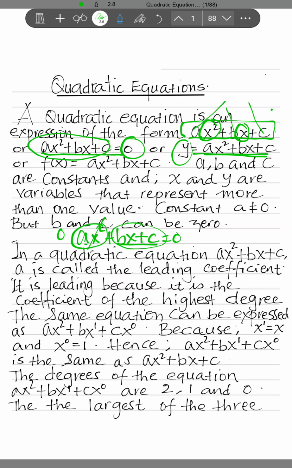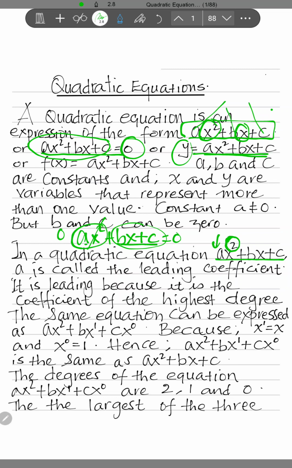So in a quadratic equation of the form ax squared plus bx plus c is equal to 0 or whatsoever, the value of a should be different from 0. In a quadratic equation of the form ax squared plus bx plus c is equal to 0, or simply ax squared plus bx plus c, the name of a is the leading coefficient of the equation. That is because it is the coefficient of the highest degree. The highest degree of a quadratic equation is 2. The one which we see here, that is 2.